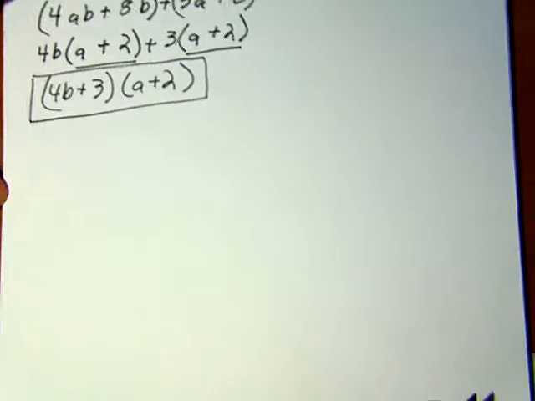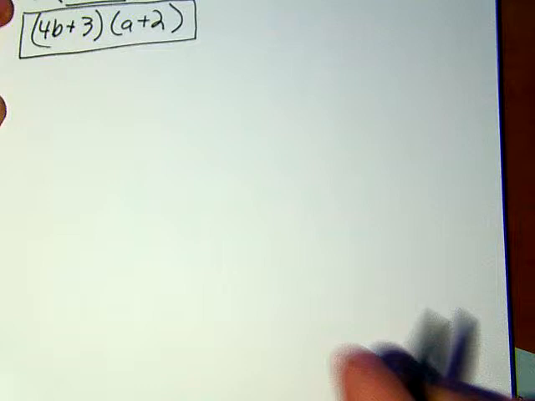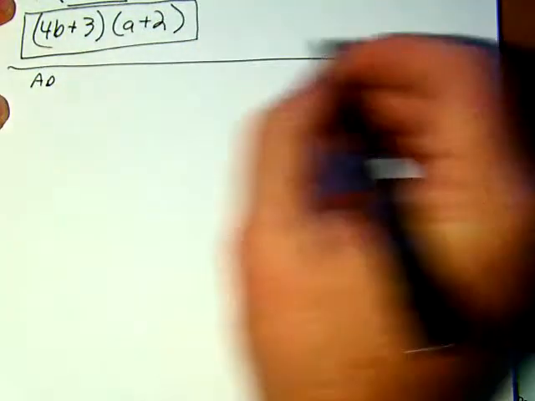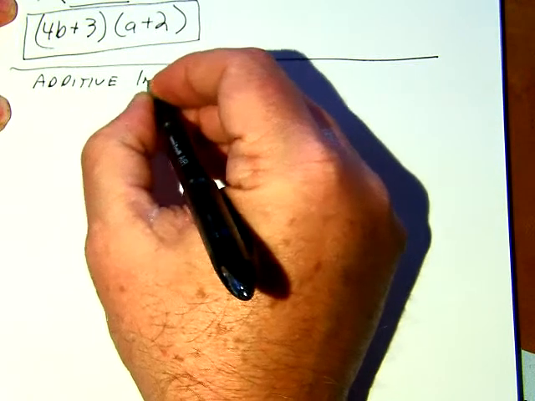All right, there's another function of grouping that is a little bit hard to notice, and it's called, line here, additive inverse.